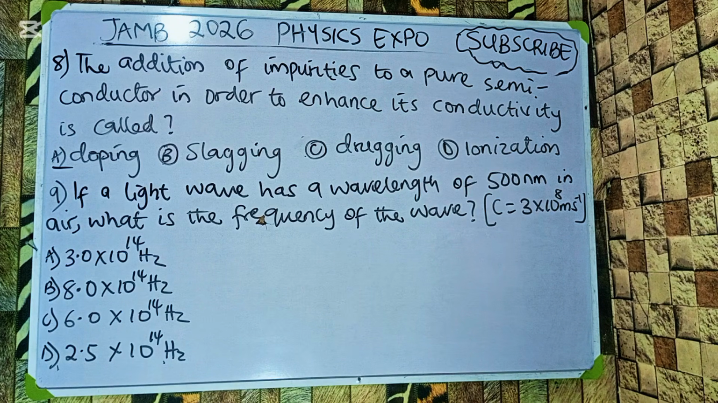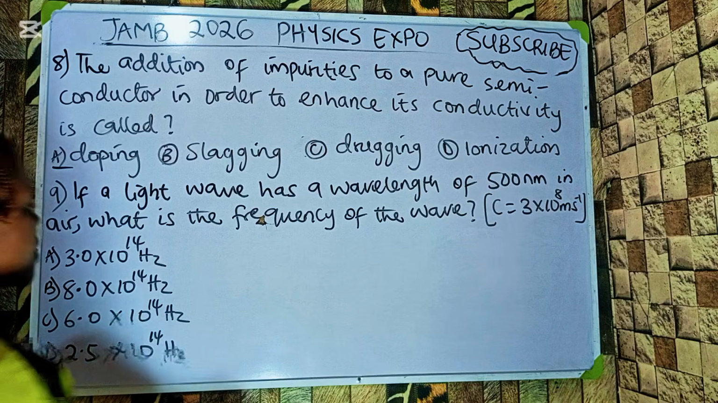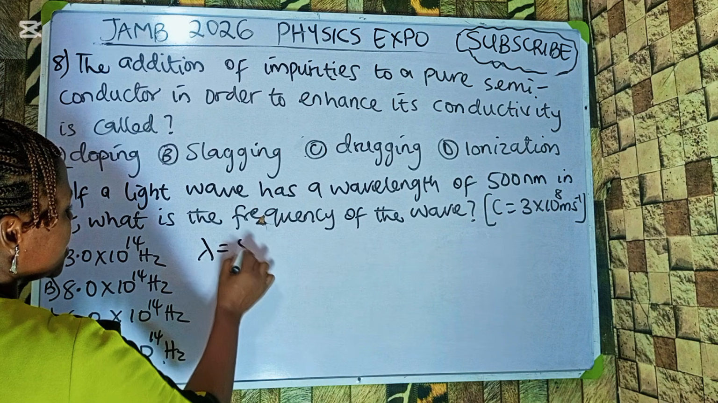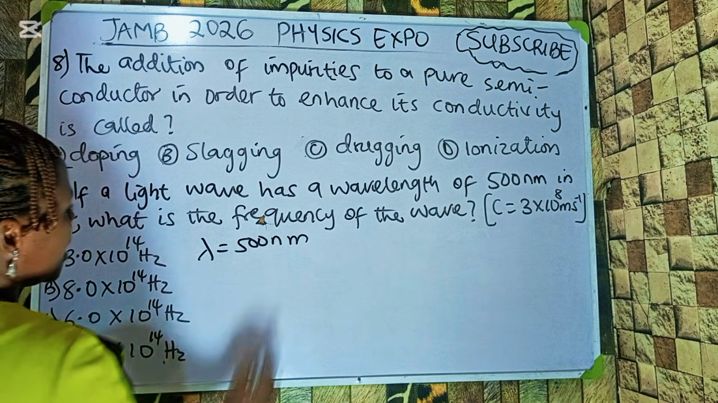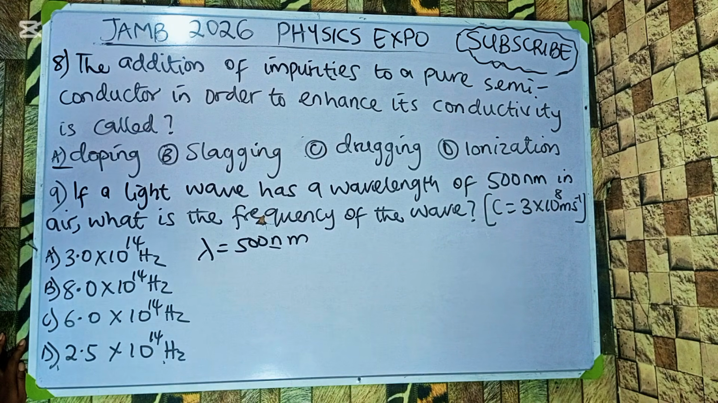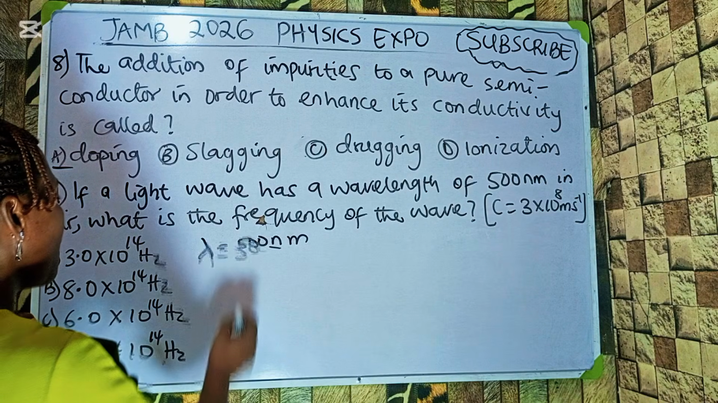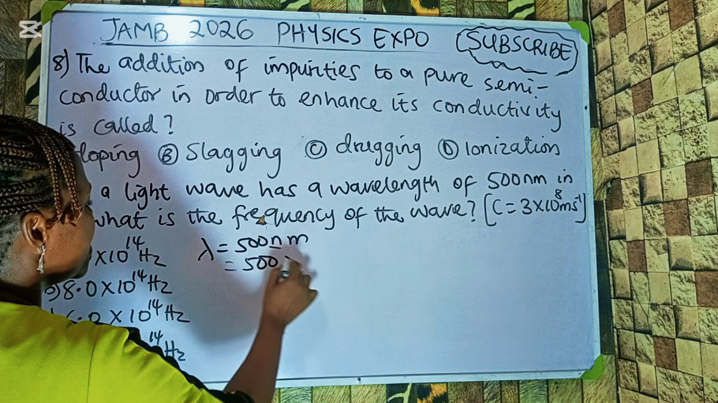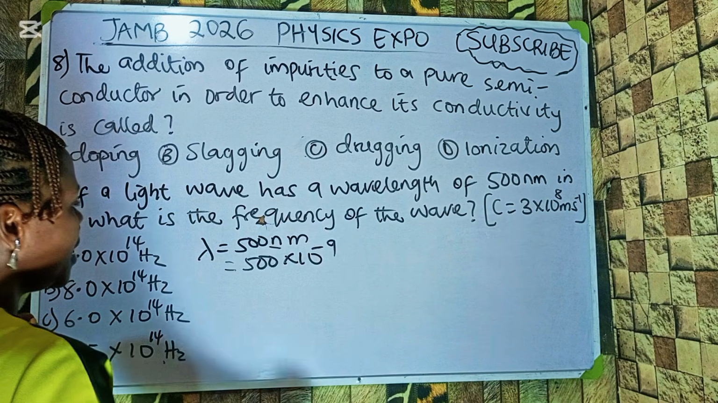Question 9. If a light wave has a wavelength of 500 nanometer in air, what is the frequency of the wave? We have the speed of light to be 3 times 10⁸ meters per second. Alright, so one thing you need to know is that stating the parameters, the wavelength is given as 500 nanometer. Like I told you in my previous video, if you see something that is attached to a unit, it means something in physics, okay? Don't just ignore it. You have to bring it out and put in the value. So this nano means 10 raised to the power of minus 9. So this is 500 times 10 raised to the power of minus 9 meters.